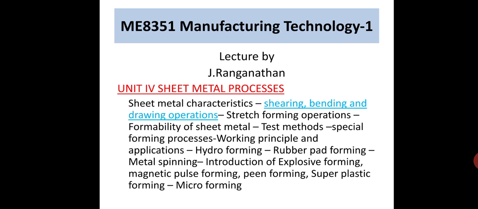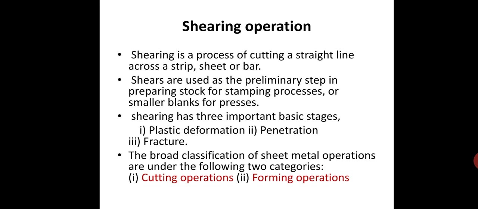In this video we are going to see the shearing, bending and drawing operations. Shearing operation. Shearing is the process of cutting a straight line across a strip. Shears are used as the preliminary steps in preparing stock for stamping processes. Shearing has three important basic stages: plastic deformation, penetration, fracture.